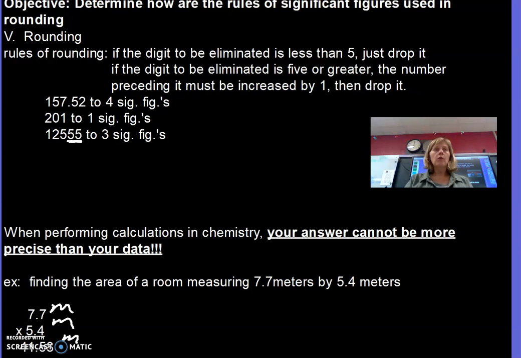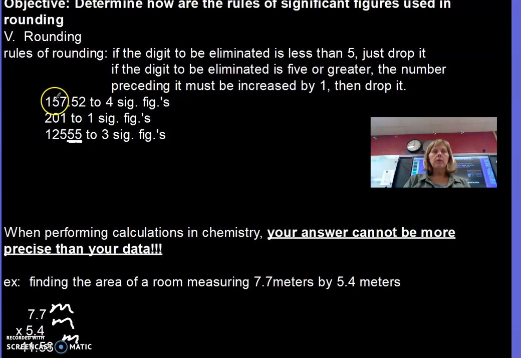All right, so the rules of rounding. You've done this before in math, so hopefully these are the same rules that you've used in other aspects of your high school career. The rules of rounding: if the digit to be eliminated is less than 5, we just drop it.